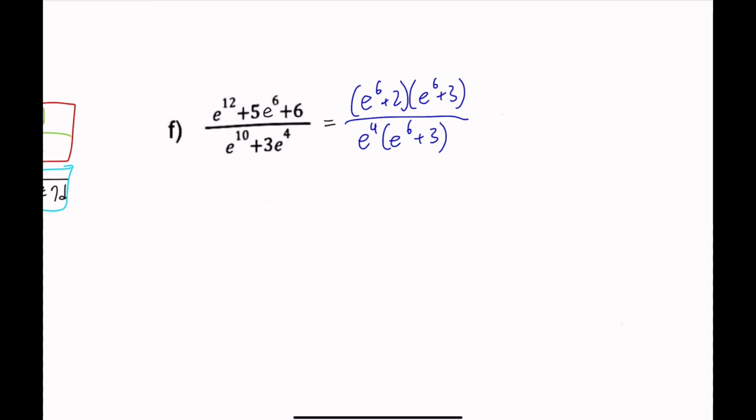And then we see something amazing happening. These two cancel out. And so that leaves us with e to the 4th power and then e to the 6 plus 2. So this is our answer.